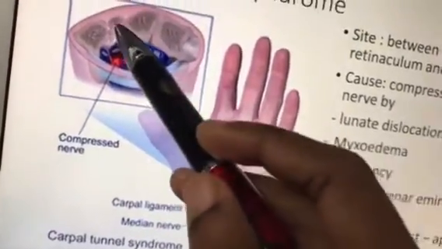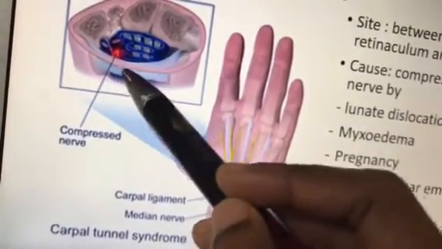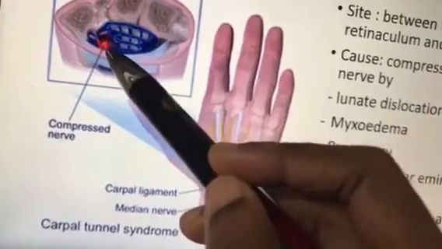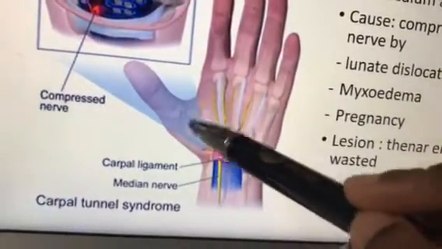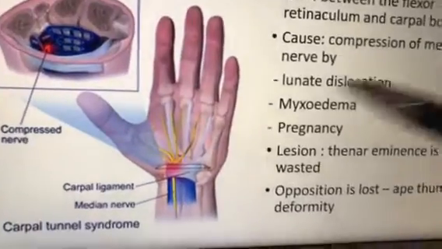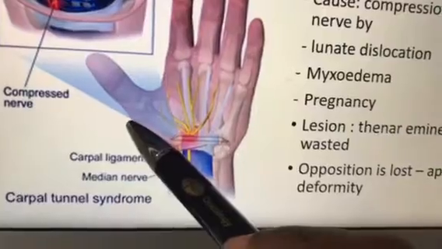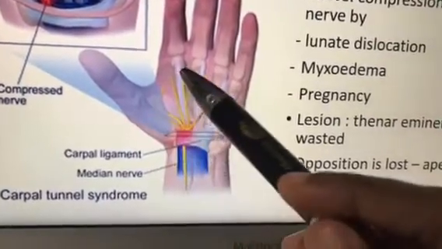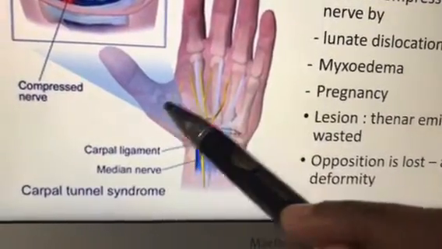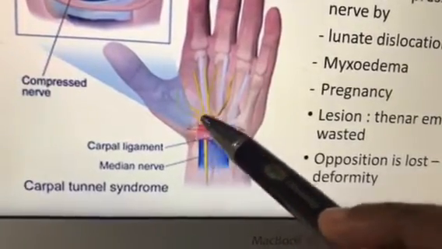But if there is any dislocation of this lunate bone, or any pregnancy, myxedema and other causes, this nerve will be compressed, because this nerve supplies the thenar muscles. So opposition of the thumb is not possible. So the thumb will be lying on the side of the hand. That is called ape thumb deformity, and over this area there is loss of sweating and all.